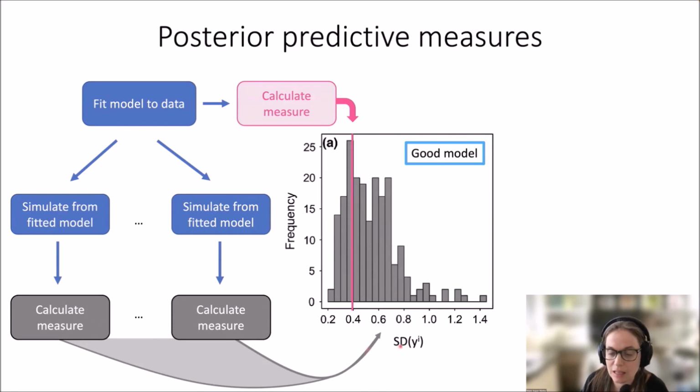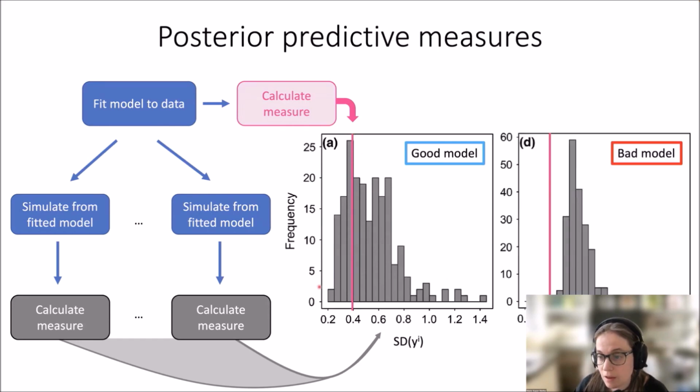Here a measure is the standard deviation of the observation. So we're going to take the standard deviation of our simulated observations, make a histogram, and then compare this to the same measure on our original data, so the standard deviation of the original data set. If it's a good model, then your observed measure should fall close to the simulated ones. If it's a bad model, then our observed measure is going to be very far from those that are simulated.